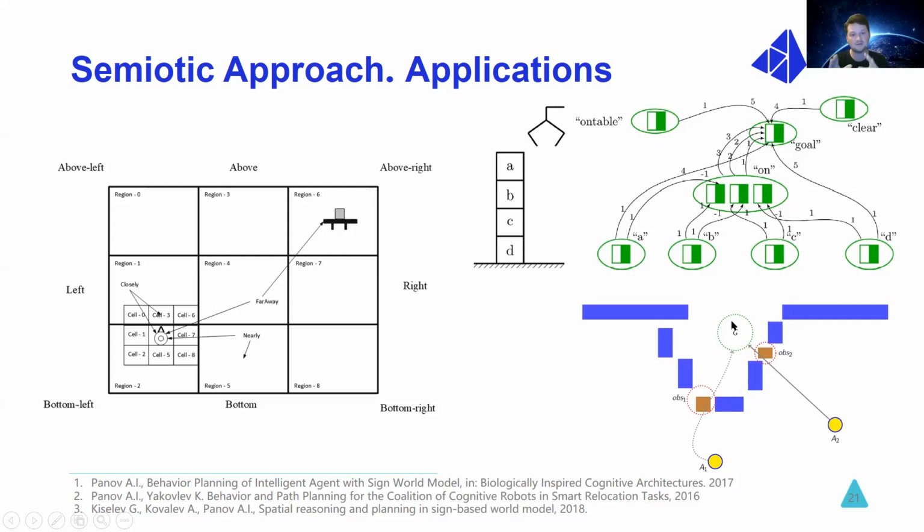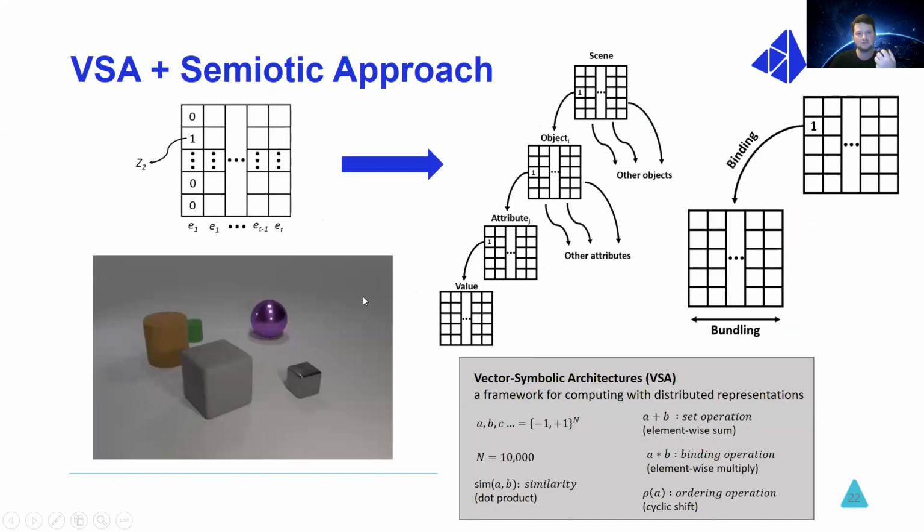So in this task, this semiotic approach is successfully used, and in our case, we want to apply it to visual question answering. And we not just want to apply it by itself, but we'd like to use the property that VSA gives us, and we can use it in our approach.